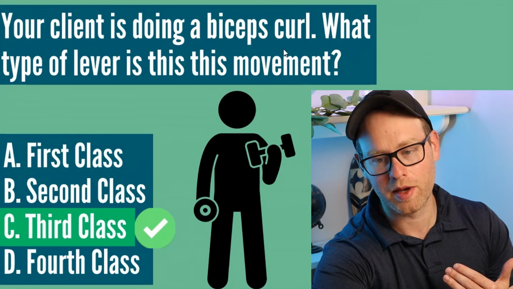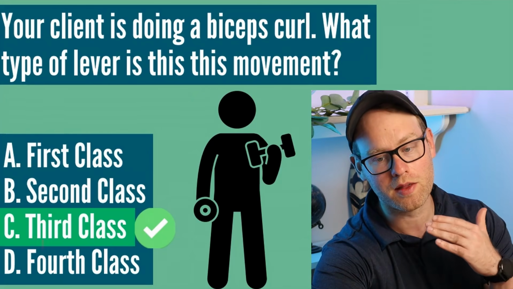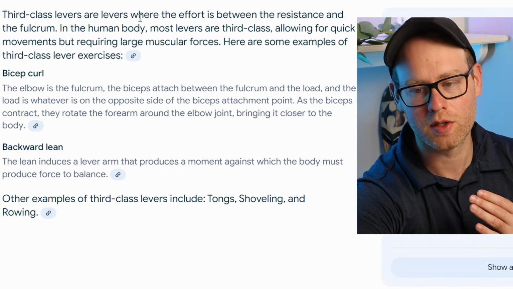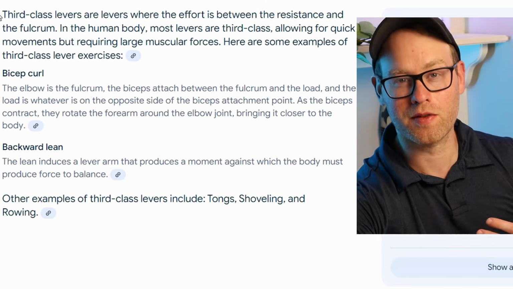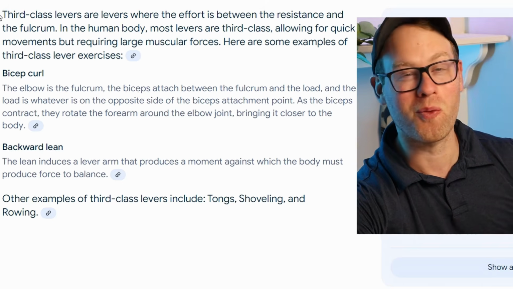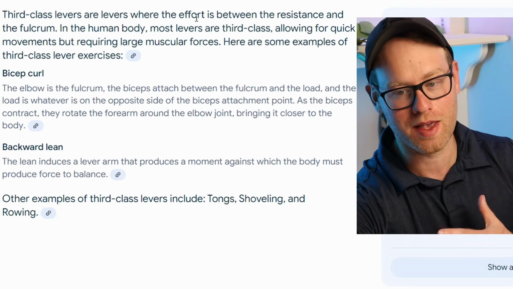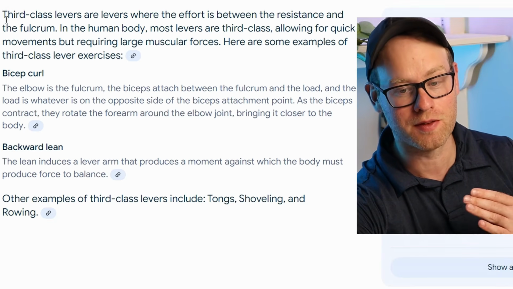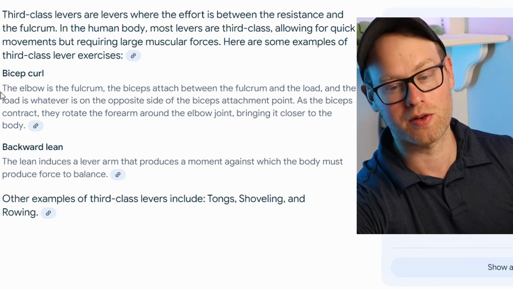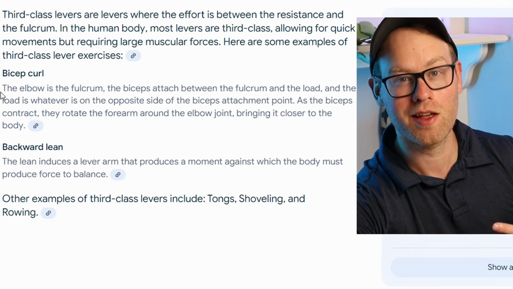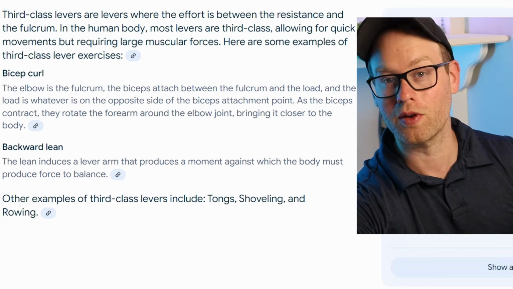So if your client is doing a biceps curl, the type of lever that movement would be C, a third class lever. And third class levers are where the effort is between the resistance and the fulcrum. And I really don't want to break this down any further, guys, because you're likely to get like one question about this. So just remember, third class levers are levers where the effort is between the resistance and the fulcrum. Most examples in the human body are third class levers, biceps curls, hamstring curls, things like that. Third class levers. Shoveling, tongs, rowing, also third class levers.